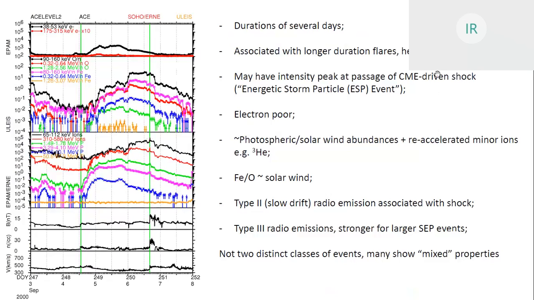So these are what are called gradual events, usually, again, because they're actually associated with long duration flares typically. And so these are electron poor, they have composition rather like the solar wind, and they're associated with type 2 radio bursts, which is associated with the shock coming out, acceleration of the shock. But actually, they're also associated with type 3s, which is interesting because that's a signature of flare acceleration. And what are they doing in big SEP events? But anyway, that's an interesting puzzle.